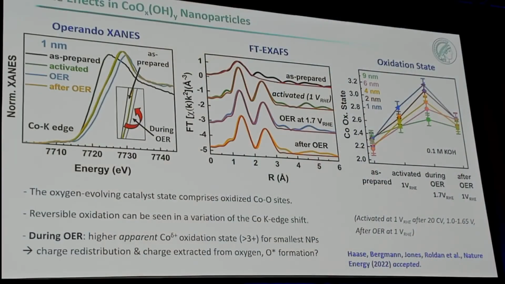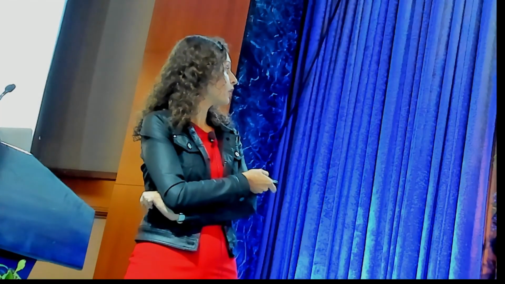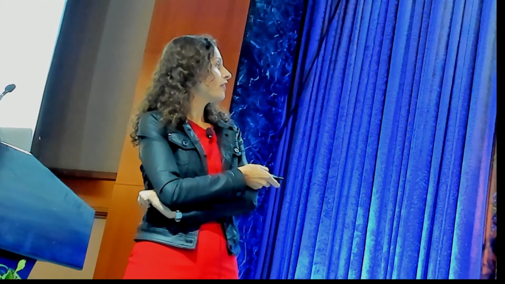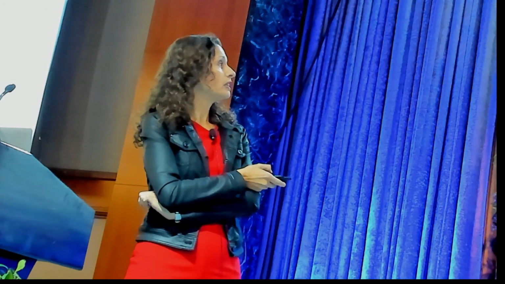And I want to illustrate here that this is not the case, that there are some things that are missing, and we simply think that everything that is happening here is that there is an apparent high oxidation state of cobalt. What is in reality happening is that on these smallest particles of 1 nanometer or smaller, there is charge distribution and there is charge extracted from the oxygen, and I'm going to show you that. And this is what is giving us the impression that we have a high oxidation state.